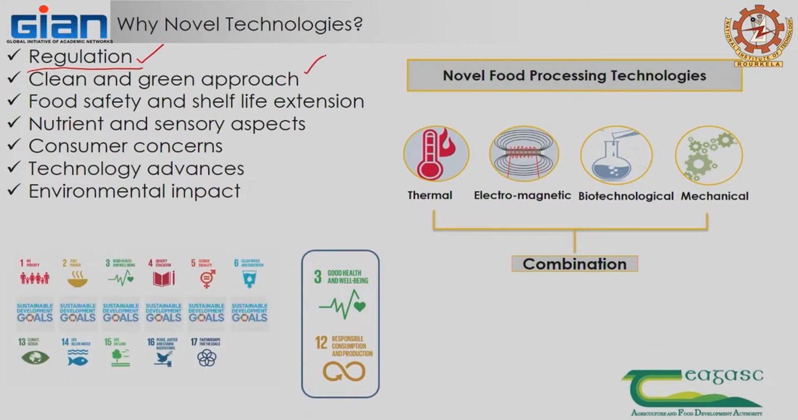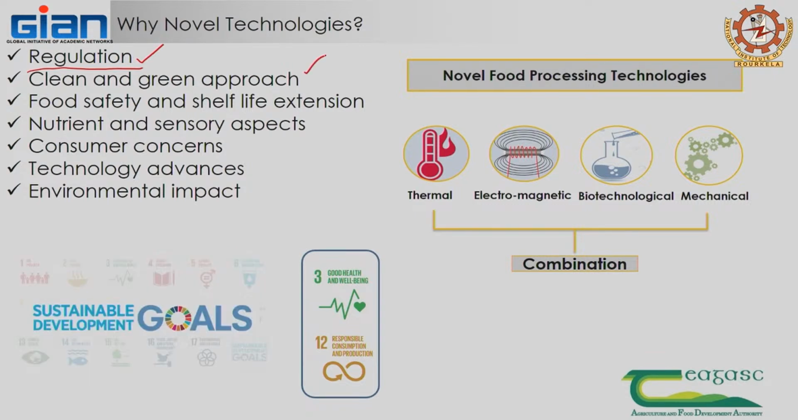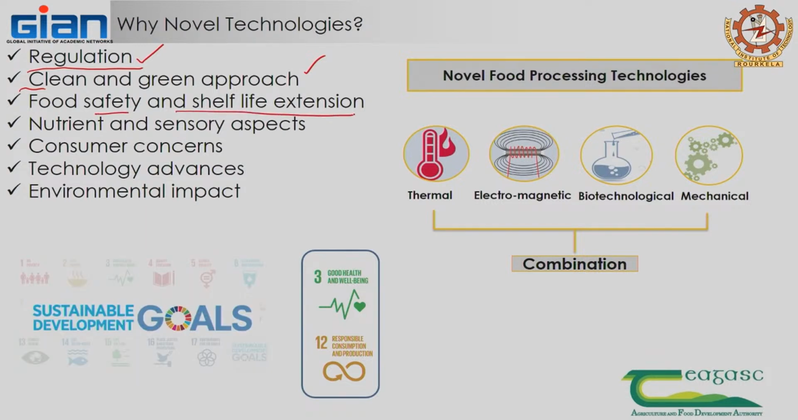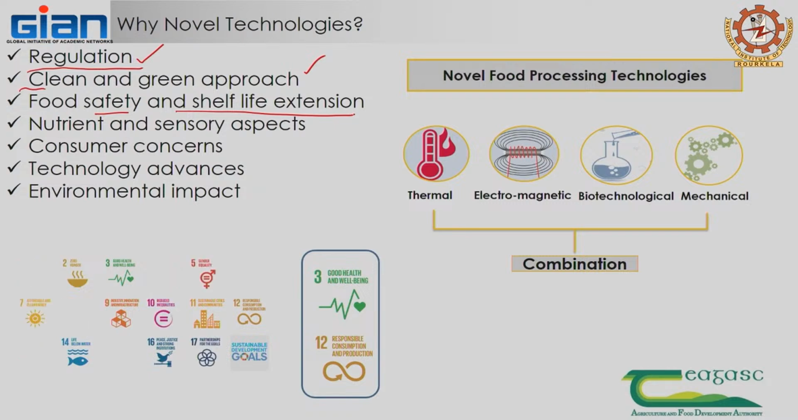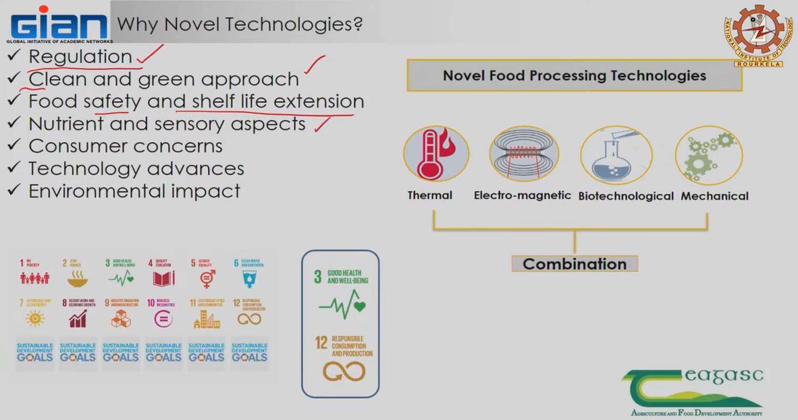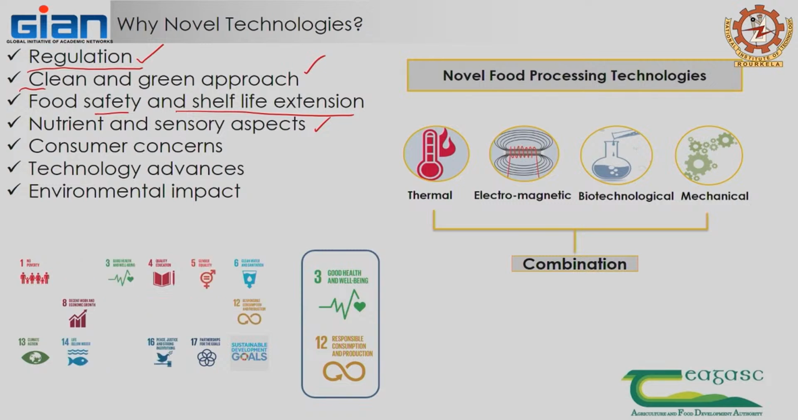Second, cleaner and greener approach. In order to improve the process efficiency, to make the process greener and cleaner, technologies play an important role. Third element is food safety and shelf life extension. Fourth one, when we use the technology, it retains the nutrients or maintains fresh-like taste. You would have seen in a number of different studies, high pressure processing retains fresh-like taste or maintains the sensorial properties.